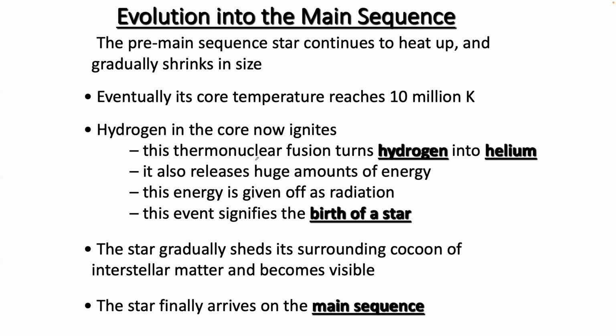Now, when this happens, all of you know that when hydrogen is fused and converted into helium through a thermonuclear fusion like this, there will be a huge amount of energy released due to this process. You know how violent and what kind of energy is released from nuclear reactions, right? So this is a nuclear reaction, a fusion reaction. So there will be a huge amount of energy released due to this reaction. And as a result of that, the energy is given off as radiation. And this is the event that signifies the birth of a star, right?